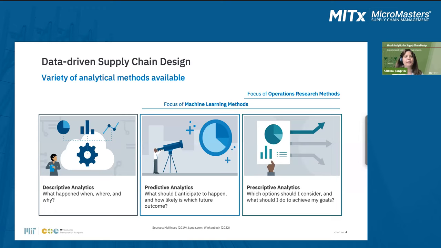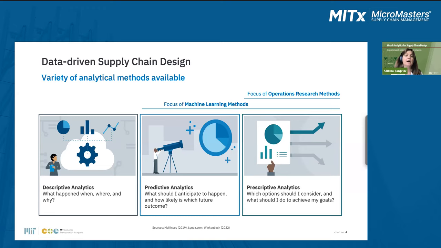So for example, we try to analyze how the demand shifts and how that will impact our network. We can also use predictive analytics, which is typically in the realm of machine learning, where I'm trying to anticipate what will happen. So I'm looking at historical data, for example, and trying to derive what the future of the demand would be. And then we can use prescriptive analytics, which are the focus of operations research methods, and optimization models are a great example of this type of analytics. So we basically have this toolbox of things that we can do, and we can use these various analytical tools either separately or combine them together.